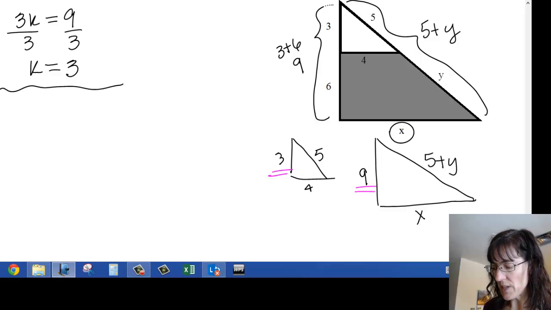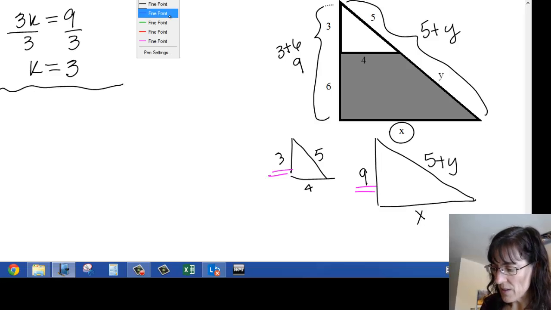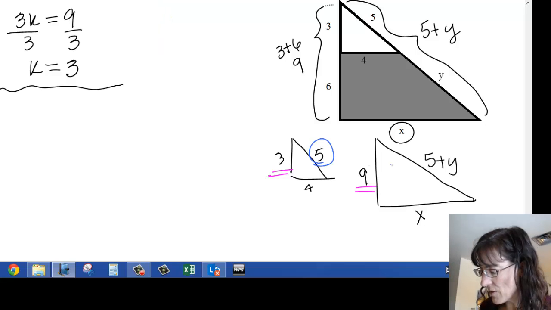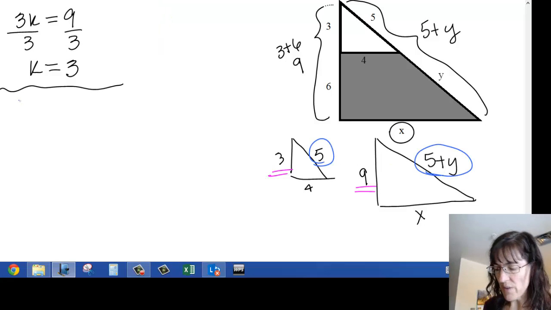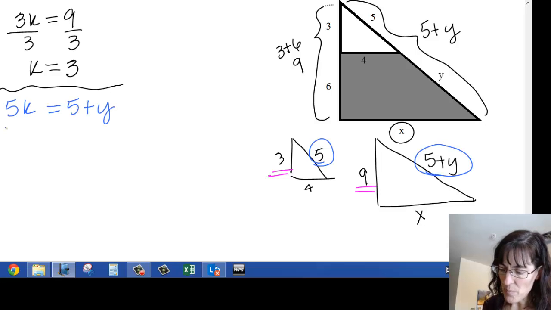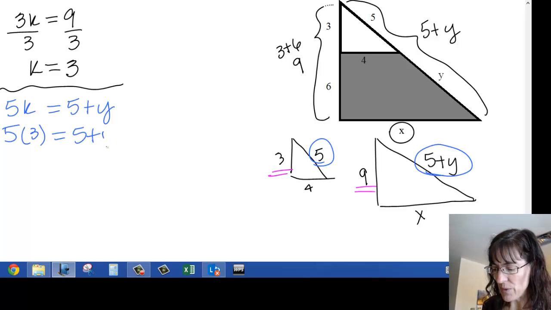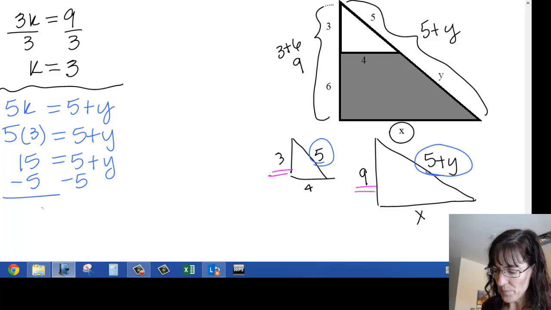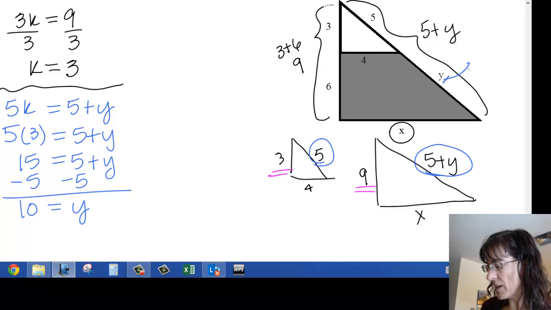So that's my first side. Now my second side is going to be 5 corresponded with this 5 plus y. So 5k equals 5 plus y. And my k is 3, as I found before. So then I have 15 equals 5 plus y. Subtract 5, and I get 10 equals y. So my y has to be a 10, and then that means the big long side is a 15.